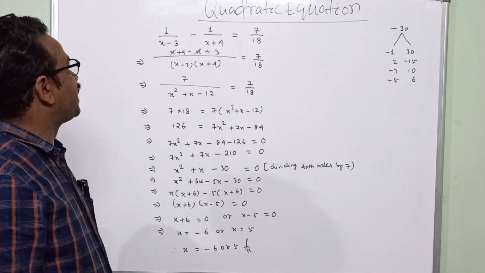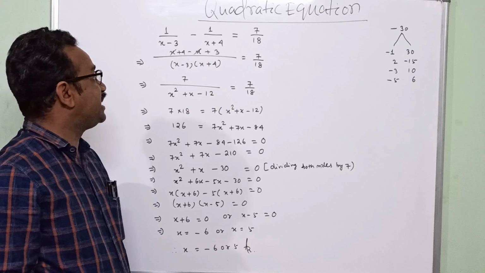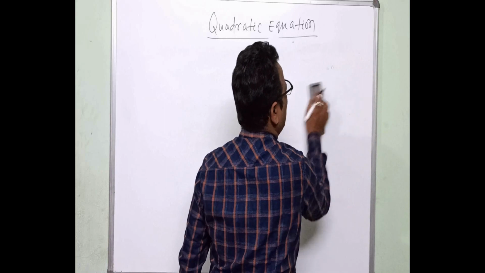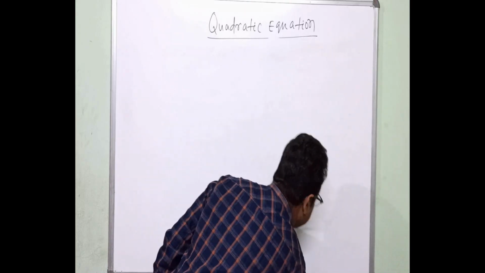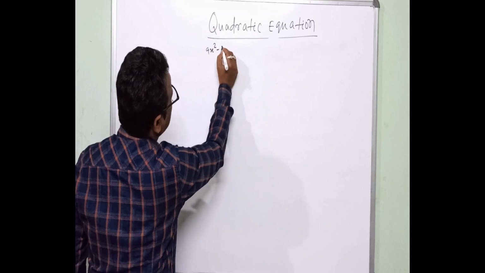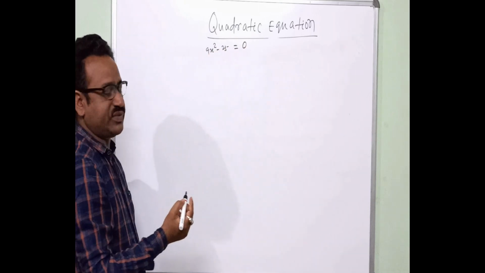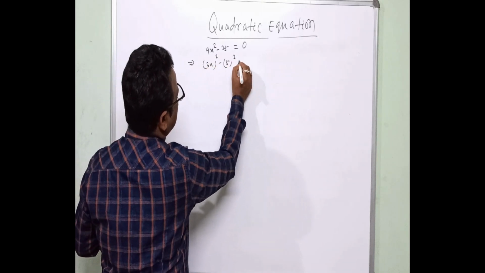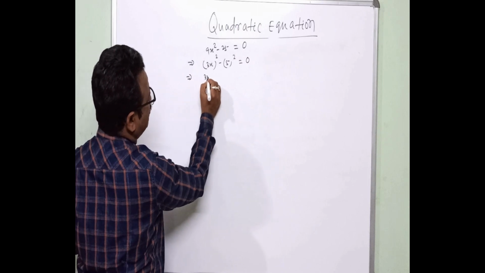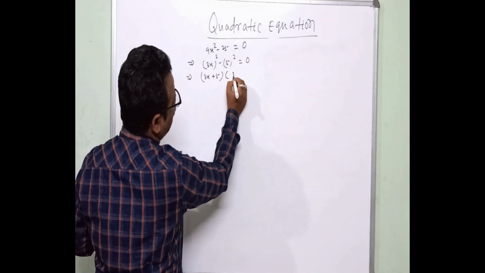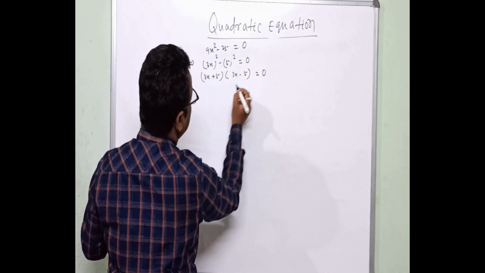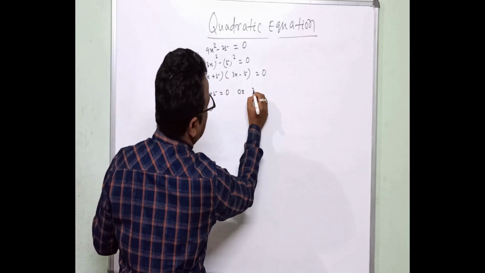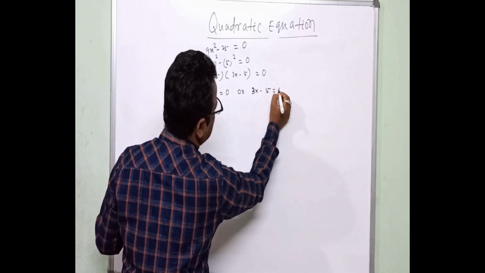1/(x − 3) − 1/(x + 4) = 7/18 is in the form reducible to a quadratic equation. Suppose it is 9x² − 25 = 0. That implies (3x)² − 5² = 0. That implies (3x + 5)(3x − 5) = 0. That implies 3x + 5 = 0 or 3x − 5 = 0.